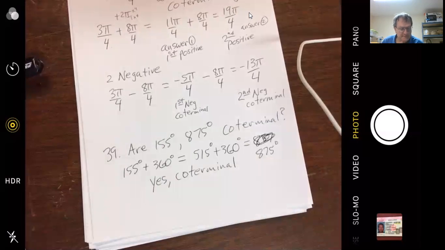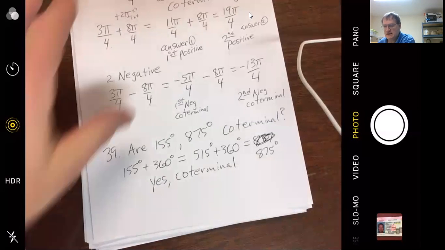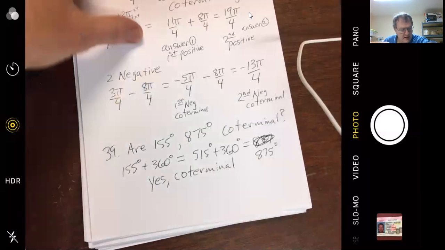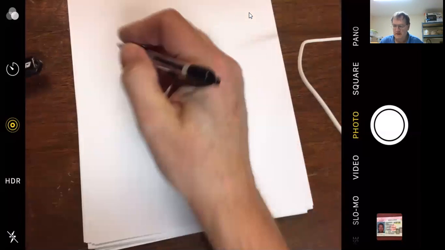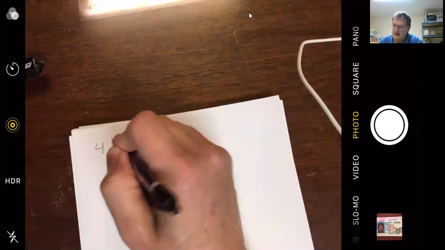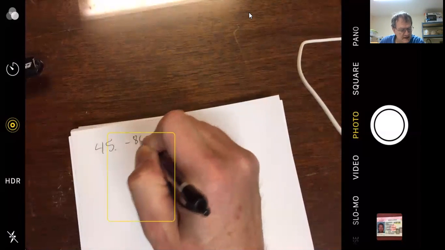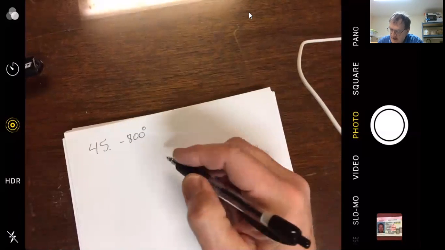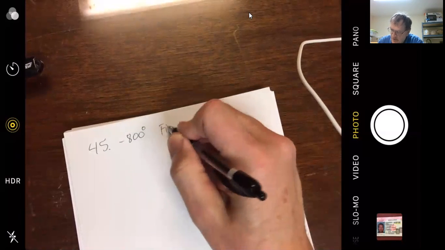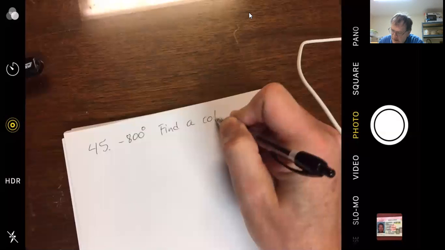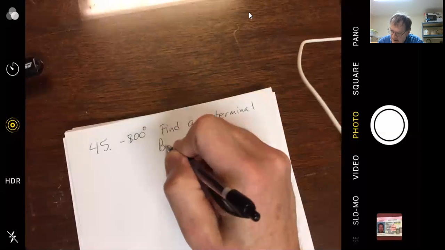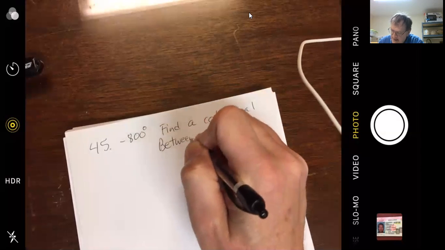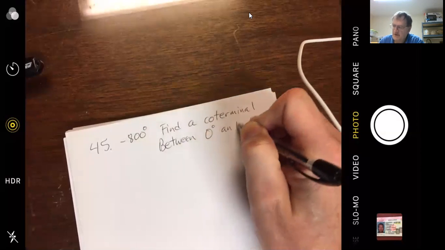All right. Try one like 45. Negative 800 degrees. Find a coterminal angle between 0 degrees and 360 degrees.